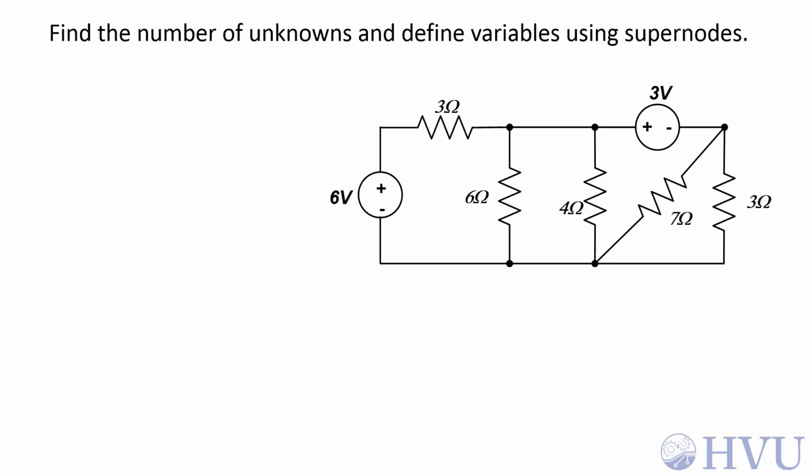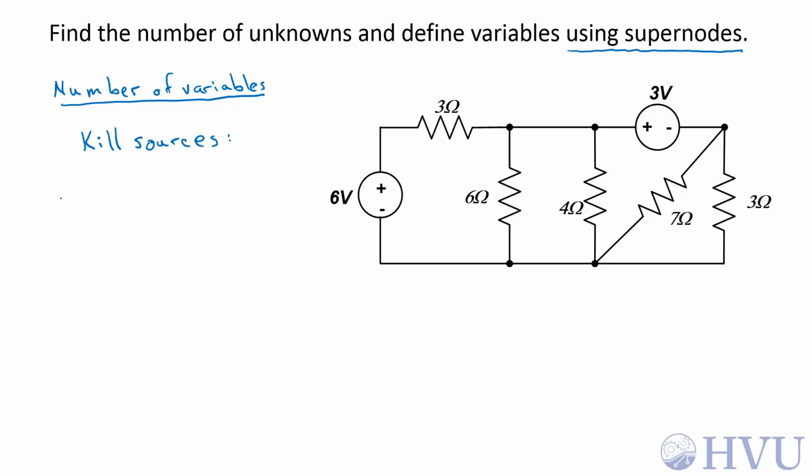The first thing we want to do in this example is determine the number of unknowns in this circuit and define appropriate variables using supernodes. In order to find the total number of variables, I'll use the approach where I kill the sources and then count the remaining nodes and subtract 1 from that. I subtract 1 because one of the nodes will be a reference node. That does not count as an unknown voltage.